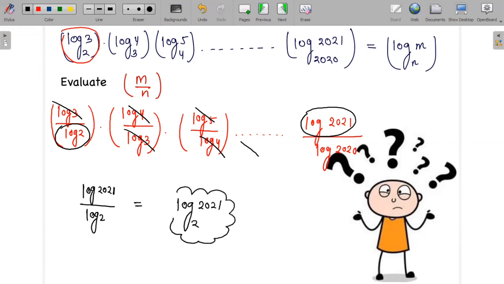So now I have the value of m as well as the value of n. If m by n is what the question is asking, then m by n will be equal to 2021 by 2. There we go. We got the answer, and it is 1010.5.